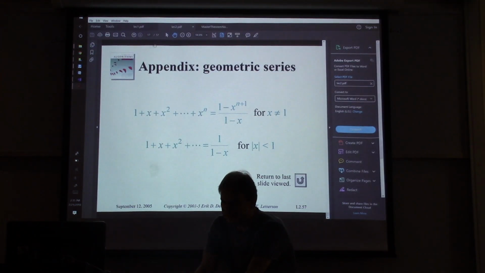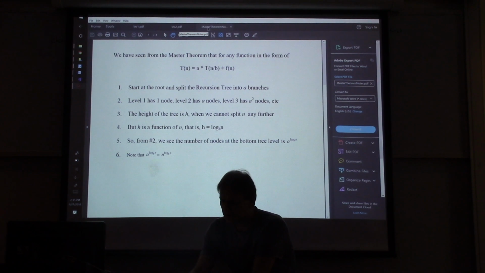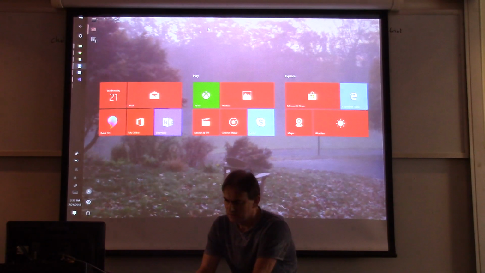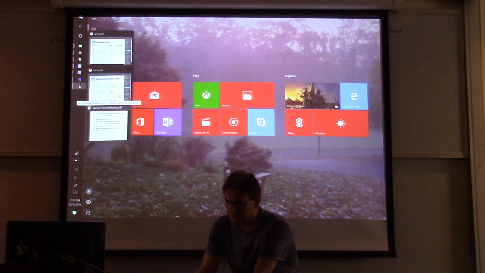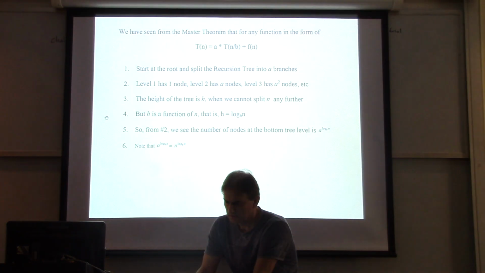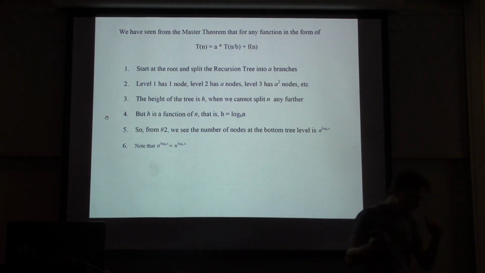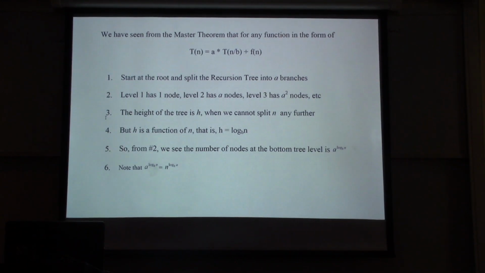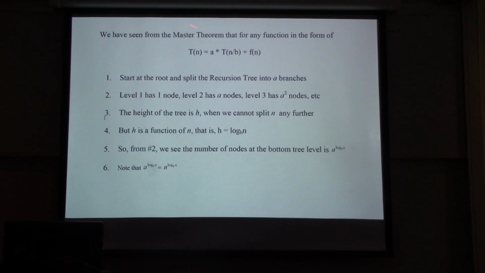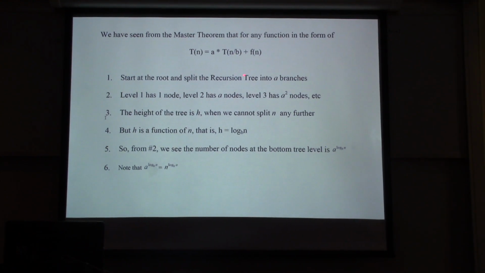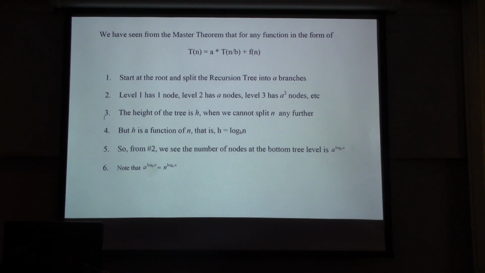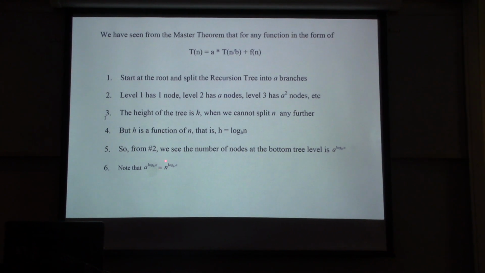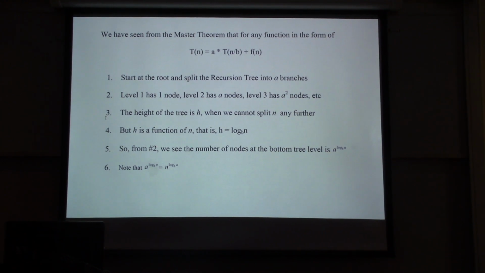let me just throw in an extra, so these are some extra notes that I have here. These are my notes to complement those book notes that we just looked at. We have seen the master theorem for any function in this form: you start at the root, split the recursion into a branches, and so on. We've seen that already. We note that everybody understands a to the log b of n is n to the log b of a. And if you don't, go back to the mathematical lecture notes when we deal with logs.